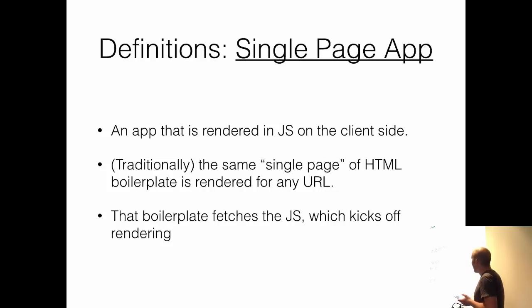What's a single-page app? It's a bit of a vague term, but it tends to mean an app that is rendered on the client in the browser, and therefore using JavaScript. Traditionally, and in Meteor in particular, it doesn't matter what URL you hit, you'll always get the same single page of HTML. It basically just dumps you the exact same thing, which is just enough to bootstrap the JavaScript, which will then kick off rendering. So we'll have a closer look at that in a second.